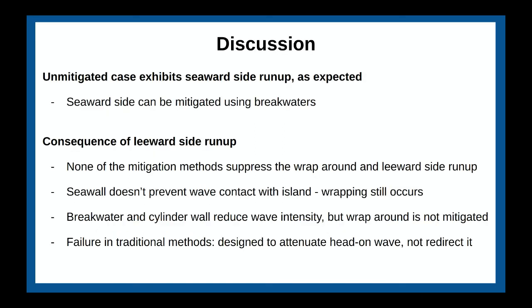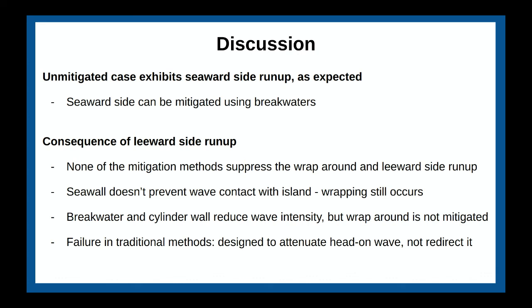As expected, the unmitigated case exhibits seaward side runup, and it's concluded that the seaward side can be partially protected using breakwaters. The unmitigated case also exhibits unexpected leeward side runup, and none of the mitigation methods could suppress the leeward side runup since none suppress wave contact and wraparound. All of the mitigation methods studied were designed to address head-on waves. However, for this island geometry, redirection of the wave is necessary to suppress leeward runup.